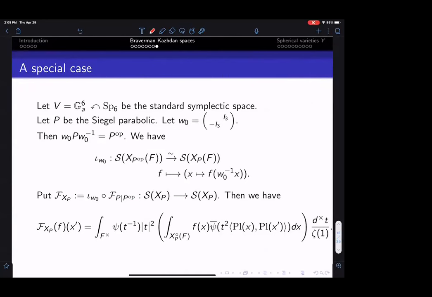So let's see a special case. V is a standard symplectic space of dimension 6. So it has the natural right action of Sp_6, and P is the Siegel parabolic. W_0 will be a representative of the long Weyl element. In this case, P is self-associate, that is, the conjugate by W_0 is the opposite. So we have a natural identification between the Schwartz space on X_{P^op} and X_P, and we denote this identification by ι. With this identification, if we compose the Fourier transform operator by Braverman and Kazhdan with ι, then this definition actually coincides with Getz and Liu's work.